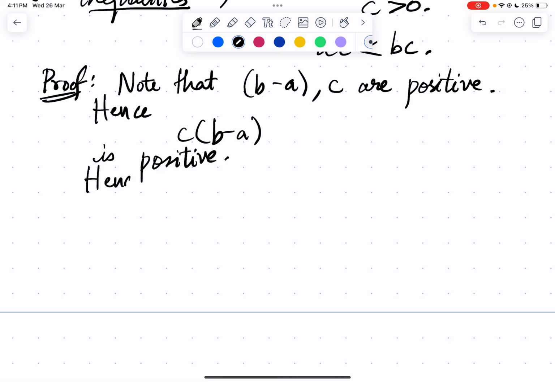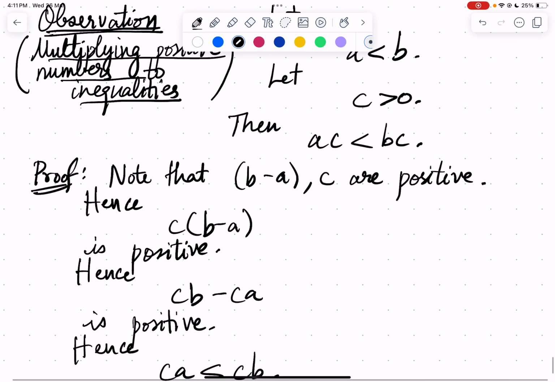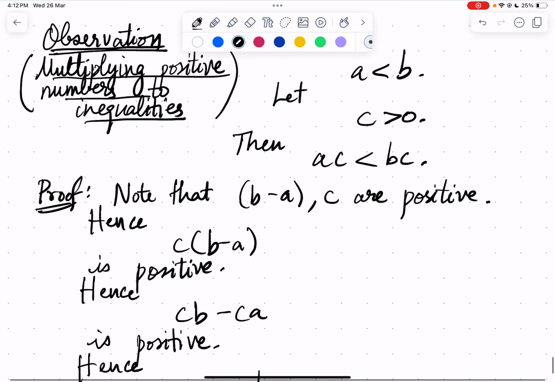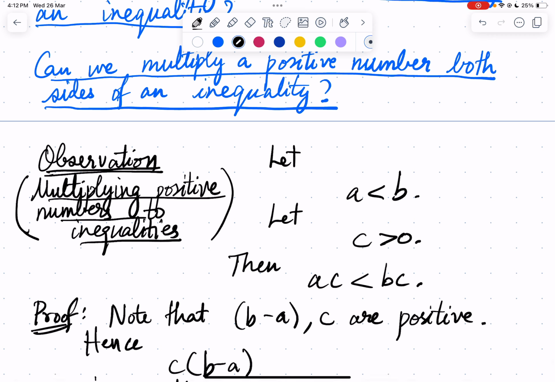Hence CB minus CA is positive. Hence CA is less than CB. So if we begin with A less than B and we consider a C greater than 0, then AC is less than BC. A less than B implies AC is less than BC as long as C is greater than 0. Right, so multiplying positive numbers to inequalities. Can we multiply a positive number both sides of an inequality? So the answer is yes.